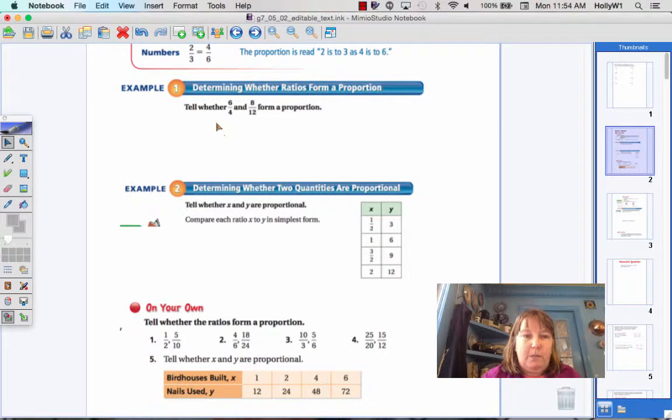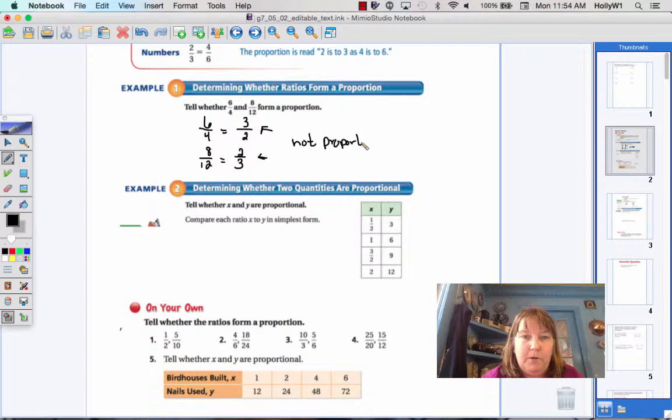The easiest way to tell whether they are or not is to put them in their simplest form and tell that way. So if I take 6/4 and I simplify that and I divide by 2, I get 3/2. That's in its simplest form. If I take 8/12 and I put that in its simplest form, I get 2/3. I divide the top and the bottom by 4. Since those are not the same, they are not in a proportional, they are not a proportion.